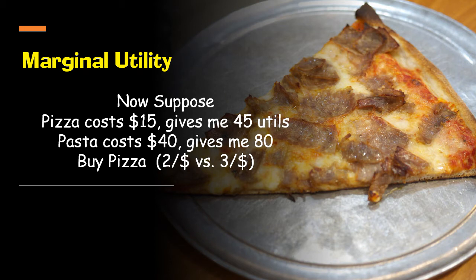Now suppose that pizza costs us $15, but pasta now for some reason costs us $40. There's a pasta shortage and it costs us $40. Now what should you buy? Well, the answer is pizza is still giving me 3 utils for every dollar, right? 45 over 15. But pasta now is only giving me 2 per dollar, 80 divided by 40. 3 is better than 2. Now when I go to the restaurant, I'm going to eat pizza because pizza is a better deal for me.